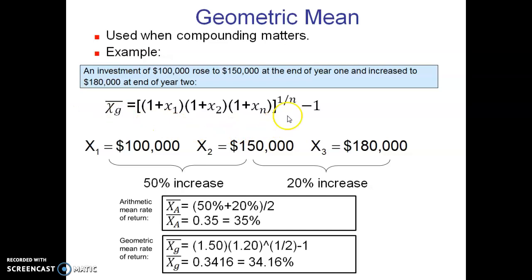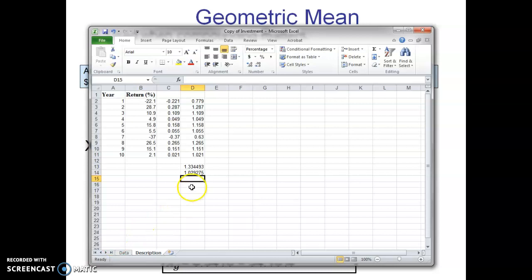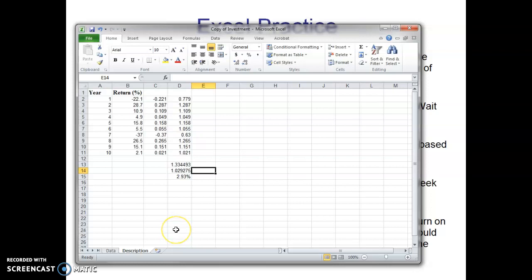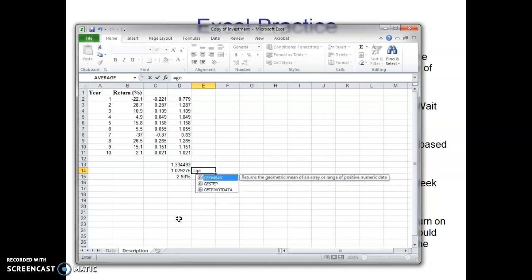Okay? But if I go back to the formula, I need to take that and subtract 1 from it. So let me do that. Equals this minus 1. So I've got 2.93. Therefore, my geometric growth rate is 2.93. Now, there is another way to get this, and it's using an Excel function. So if we put in here equals geometric mean, geomean, it's going to give us this number simply by scrolling over our data.